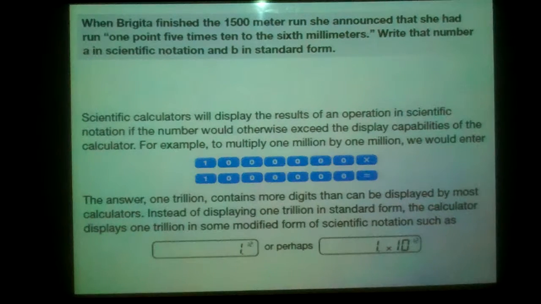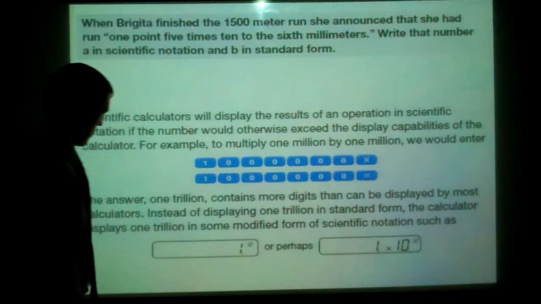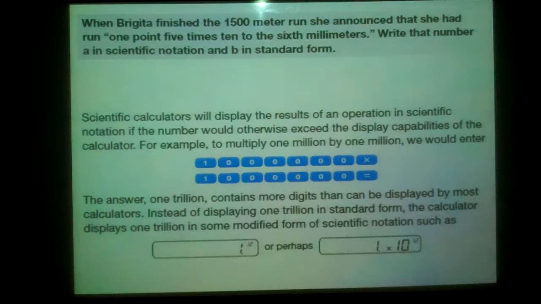And one thing that we want to point out too with calculators, a lot of students probably already have witnessed this, but scientific calculators will display the results of an operation in scientific notation if the number would otherwise exceed the display capabilities of the calculator. So, for example, if they multiplied 1 million times 1 million, the answer is 1 trillion, and it contains more digits than the calculator can show.